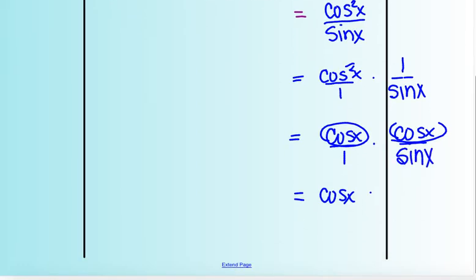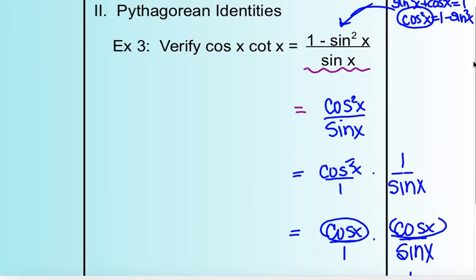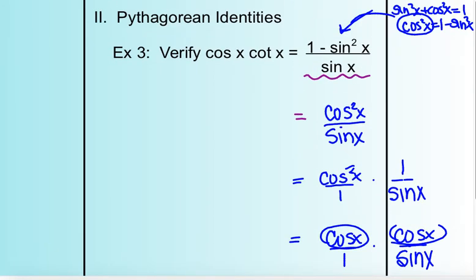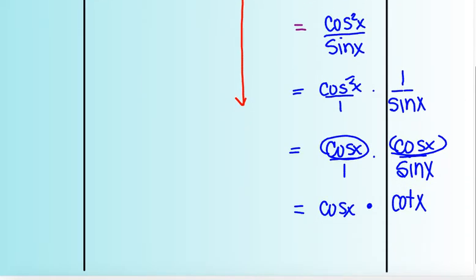Now cosine of x divided by the sine of x is the quotient identity. So now we have the cosine of x times the cotangent of x, and this is what we wanted up here. So I'm going to bring this down. Cosine of x times the cotangent of x. Sorry about that.